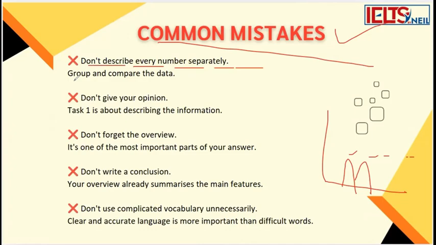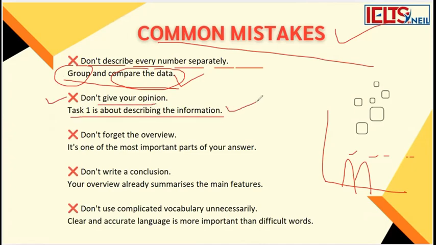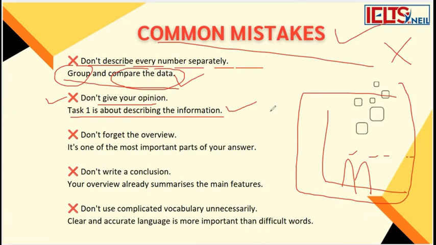And do some comparisons as well. Group and compare the data. So group the numbers and then compare the data, right? Next one is don't give your opinion. Now, task one is about describing the information. So you just have to talk about the data that is given. Never ever give your own opinion. That's a bad strategy. Okay, next one is don't forget the overview.